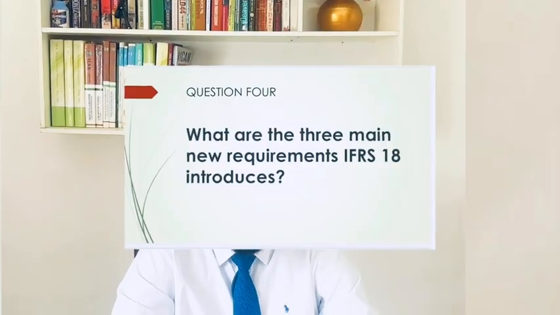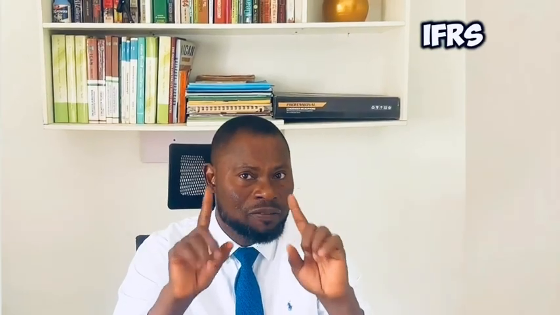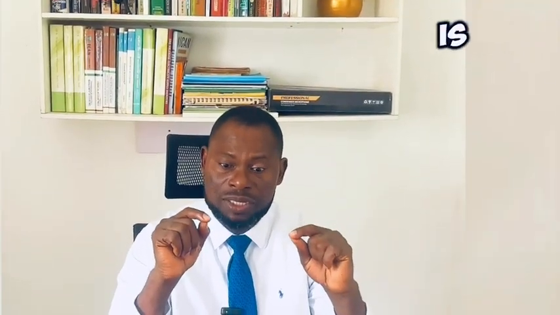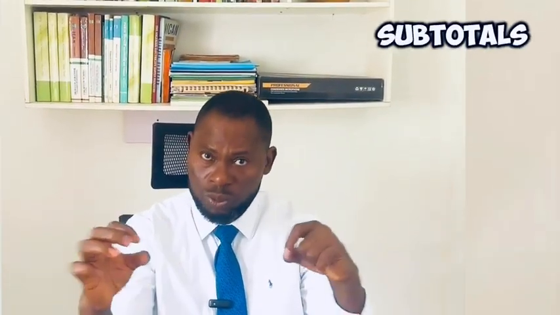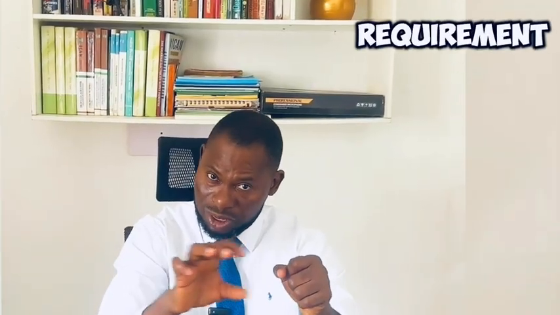Question number 4. What are the 3 main new requirements IFRS 18 introduces? The IFRS Foundation explains what these requirements are, okay? The first one is it requires an entity to present 2 new subtotals. These subtotals are compulsory. One is operating profit subtotal. The other one is profit or loss before financing and income taxes. They were not compulsory before. In fact, they were not always there before.